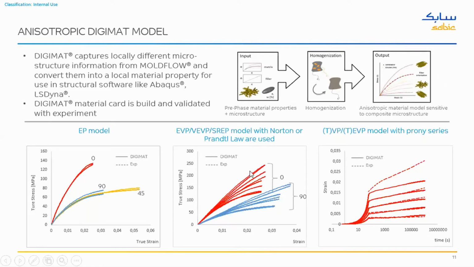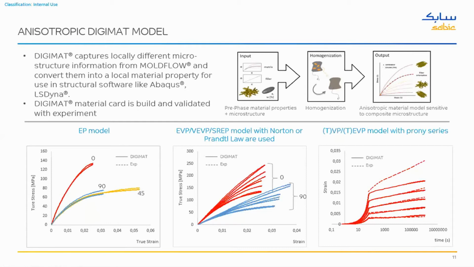Now here you see three examples where we have developed such a material card and then done validation with the experimental results. The first one is with quasi-static conditions with the different orientations, 0, 45 and 90, where we incorporate the elastoplastic models. And here you could see the comparison of the experiment versus Digimat. For all three orientations, we could capture the experimental behavior with reasonably good accuracy.